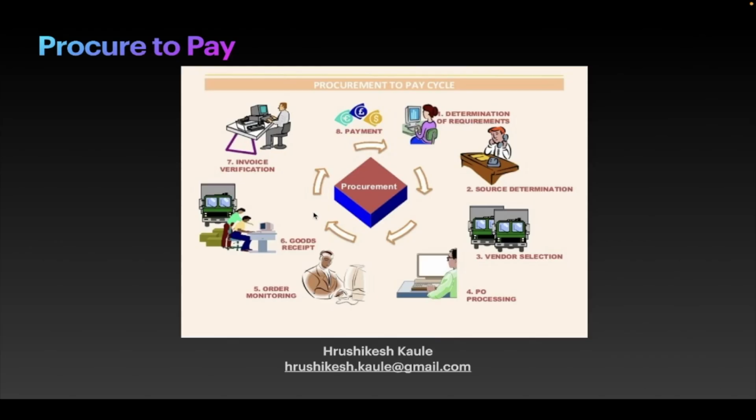This is a procure-to-pay cycle, in which a requisition is created and entered in the system. Then the source is determined, meaning the purchaser will look into the market, from whom I can buy this, and one of the vendors will be selected. A purchase order will be given, then goods receipt. When the material comes to my plant, I do the goods receipt, and then I pay the vendor with invoice verification.